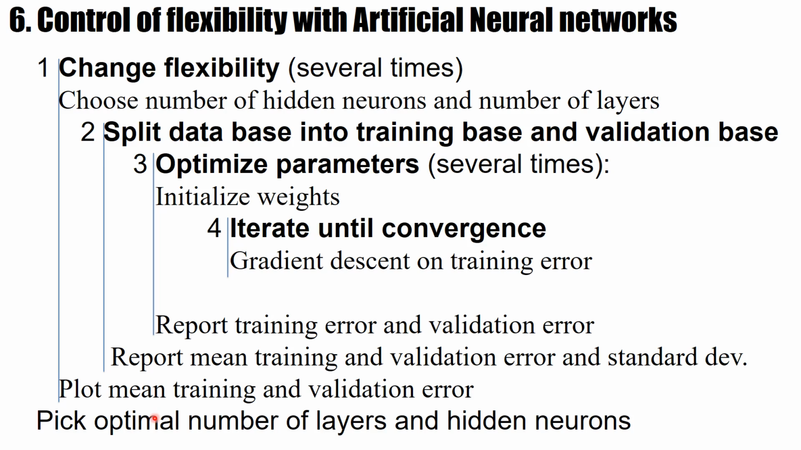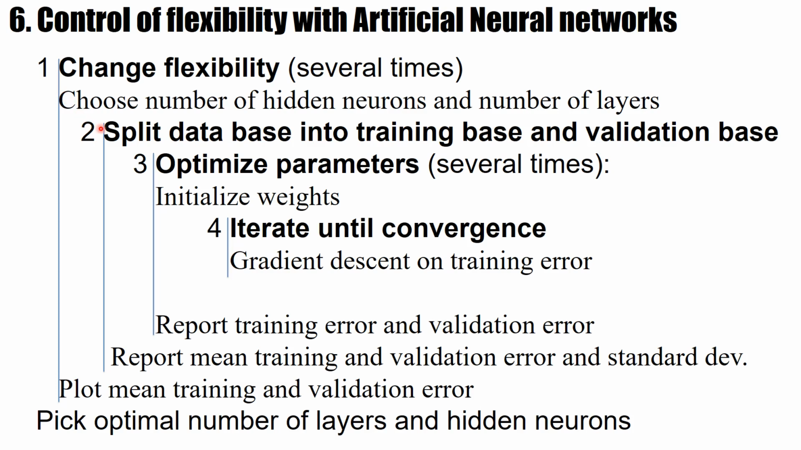How would that work in practice? Here's a pseudo algorithm, a very simple approach. We play with the flexibility, which means for us at the moment, we play with the number of hidden neurons and the number of layers in the network. The more hidden neurons, the more layers we have, the more flexible the network becomes.